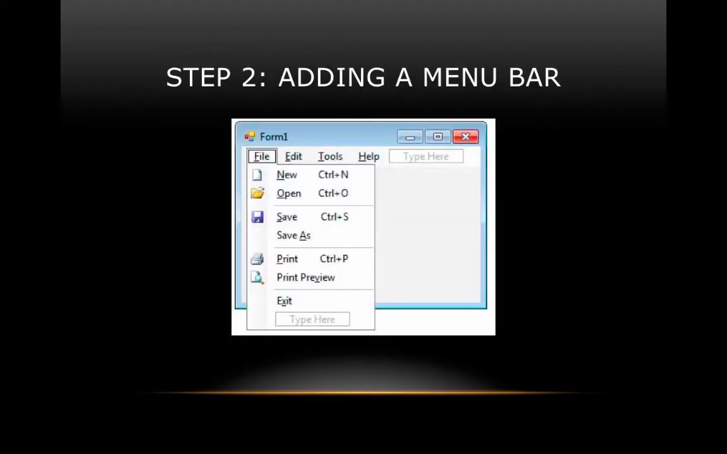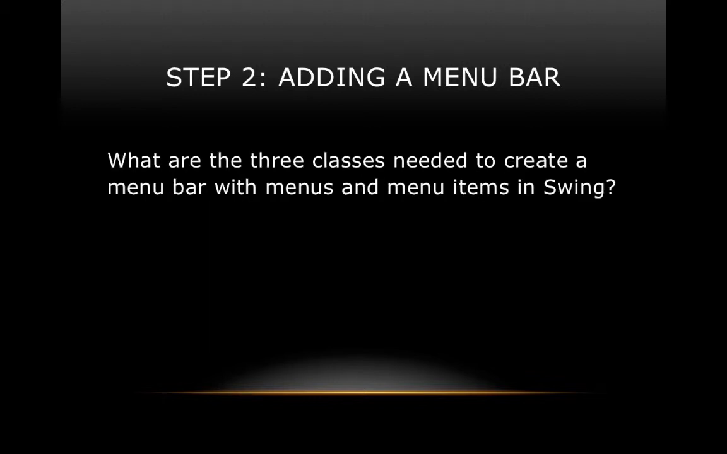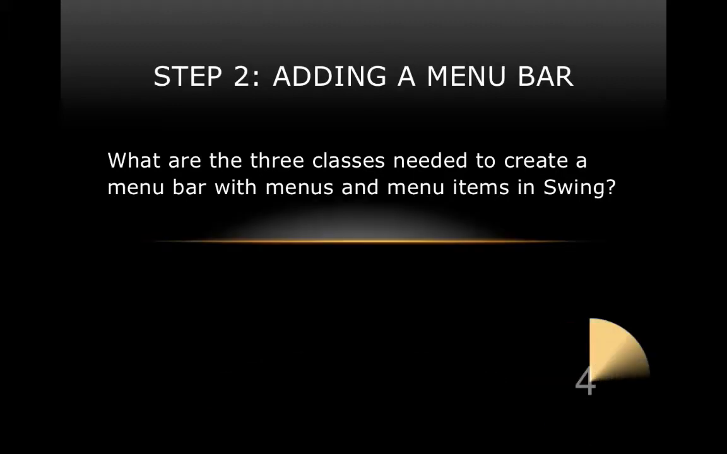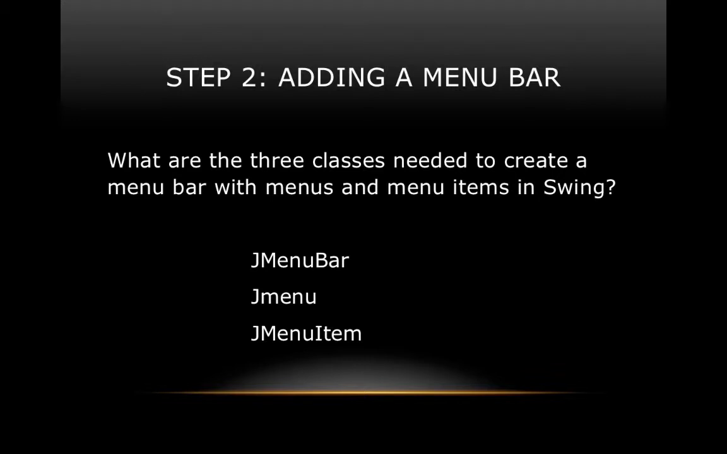Step 2. Adding a menu bar. In Swing, a menu bar can be created by attaching a JMenuBar to the frame. The class JMenu forms a menu that can be attached to the menu bar, and JMenuItem forms a menu item that can be attached to a menu. What are the 3 classes needed to create a menu bar with menus and menu items in Swing? JMenuBar, JMenu, and JMenuItem.